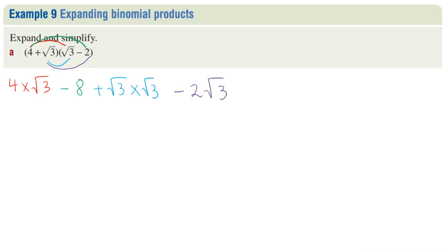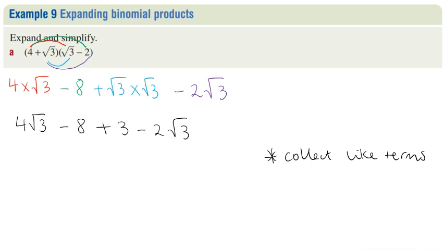Alright, so I'm just going to rewrite that. So we've got 4 square root 3 minus 8, and then we've got square root 3 times square root 3. This is like our note on the page before, which means this just equals 3. And then we've got negative 2 square root 3. Alright, now my next step after expanding is I collect the like terms.